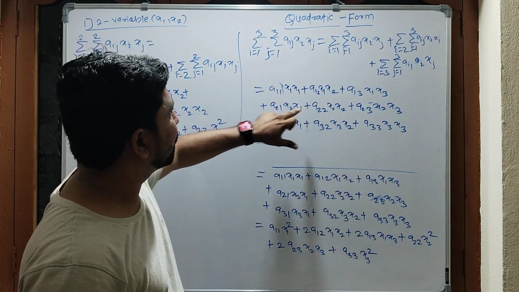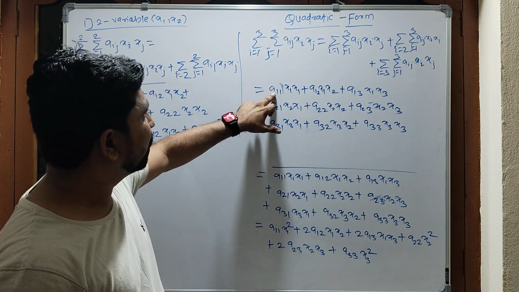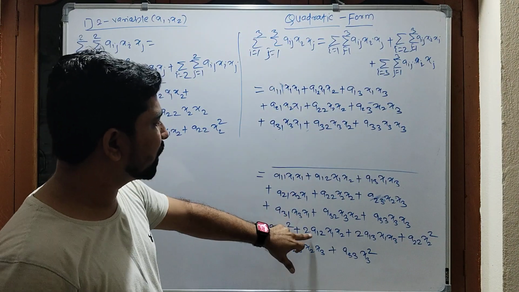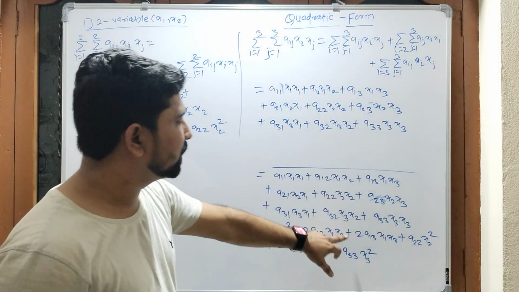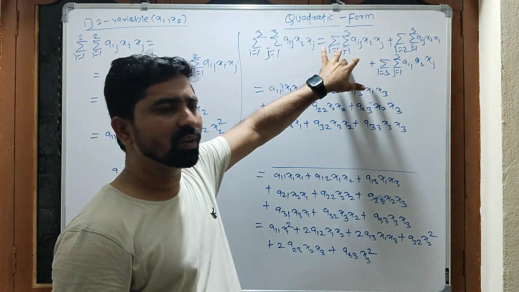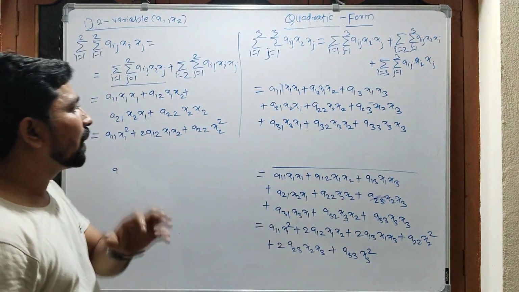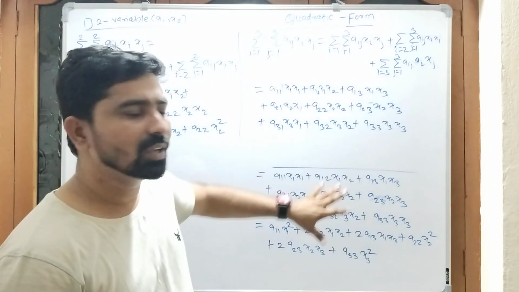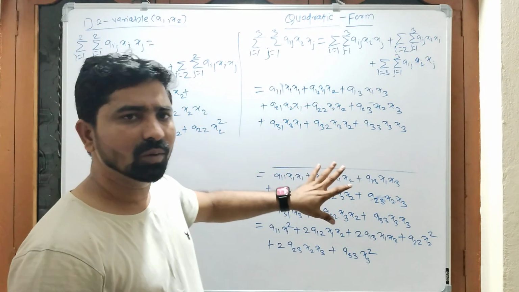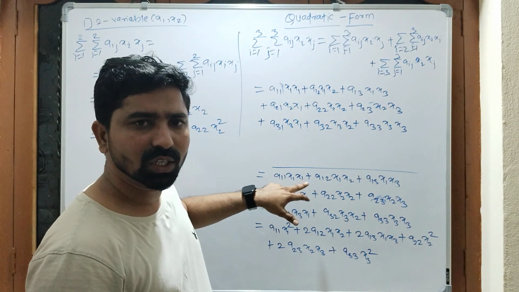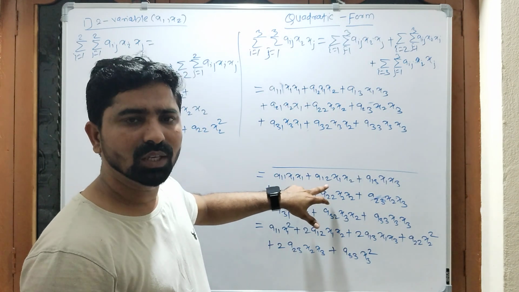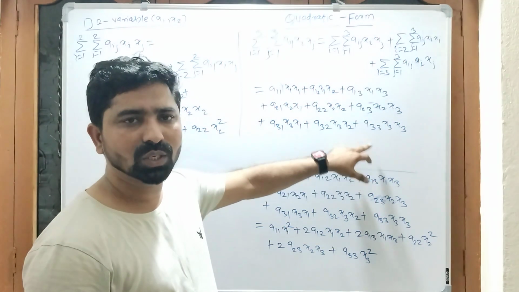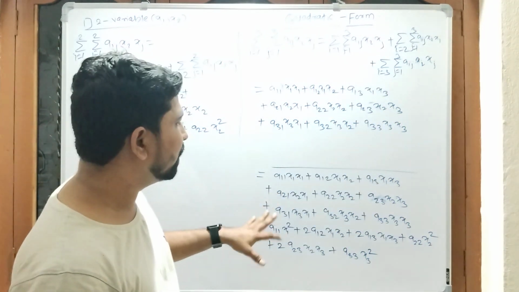Here a_12 is the same as a_21. So this is a_11 x_1 square, plus a_12 is the same as a_21, that's why 2 times a_12 x_1 x_2, plus in this way. So in this way also you will get the same. This is the technique. Here the first row, the 1 1 position, corresponds to x_1 x_1, a_12 corresponds to x_1 x_2, a_13 corresponds to x_1 x_3. In this way for any.